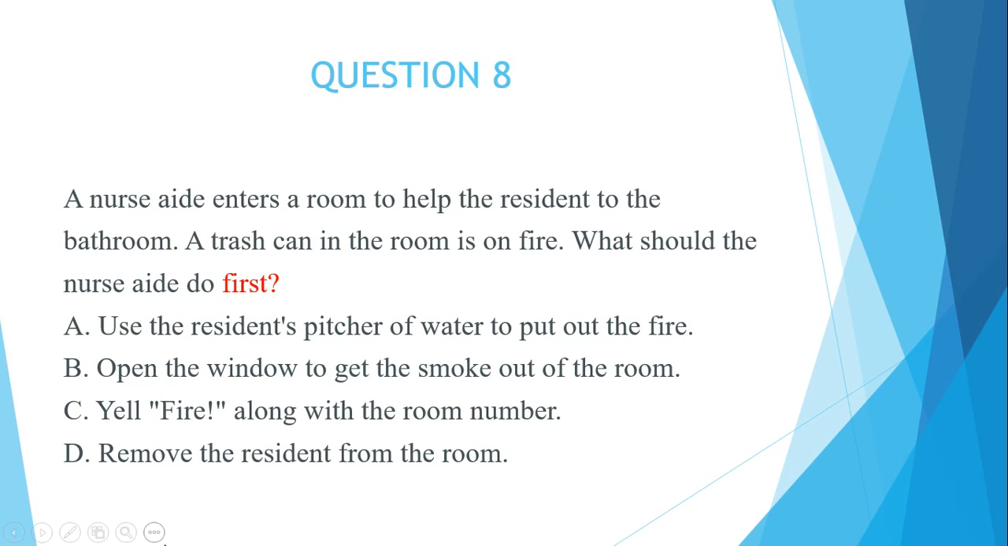RACE. Now, the first thing you have to do when you notice that there is fire in the room or in the building, remove your resident first. That is the correct answer. Remove your resident. Remember this acronym for fire response, RACE, meaning remove your resident, activate the emergency, which is calling 911, confine, meaning closing all the doors, and then extinguish.